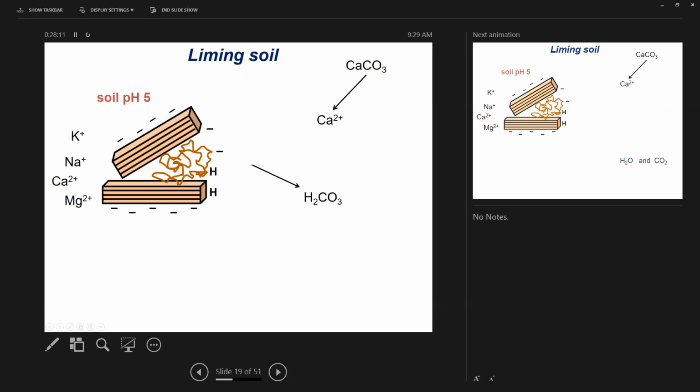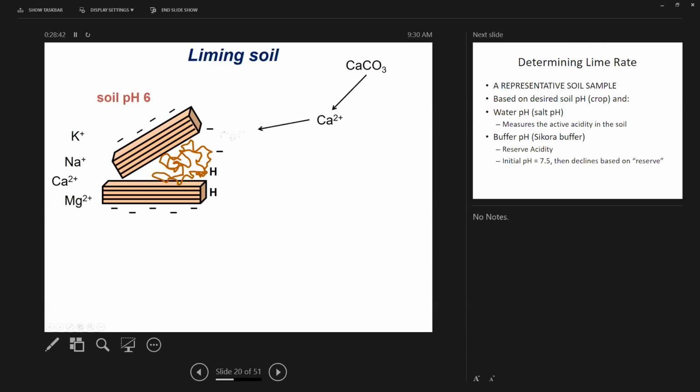It will form carbonic acid. If you see CO3, it's grabbing 2 hydrogen, carbonic acid, that's going to dissociate to form water and carbon dioxide. So we removed these acid protons from the soil with the carbonate, not the calcium. Then the calcium goes on to replace that hydrogen that's been removed.